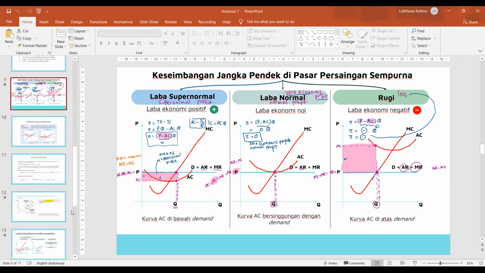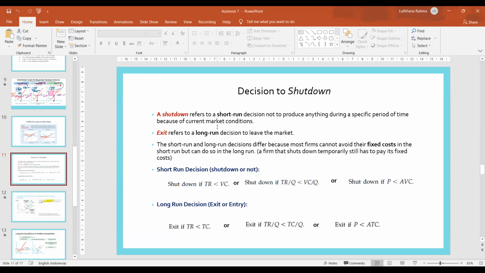In the short run also, the firms have to decide whether to shut down or not to shut down. So I will explain to you about the shutdown first. Shutdown refers to a short run decision in which the producer chooses not to produce anything during a specific period of time because of the current market conditions.